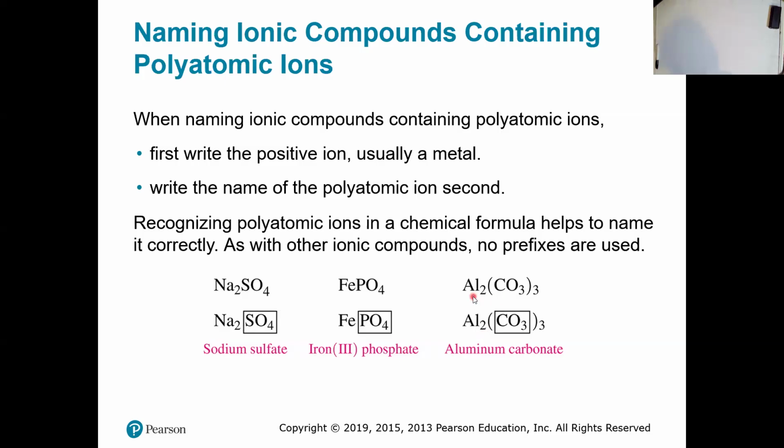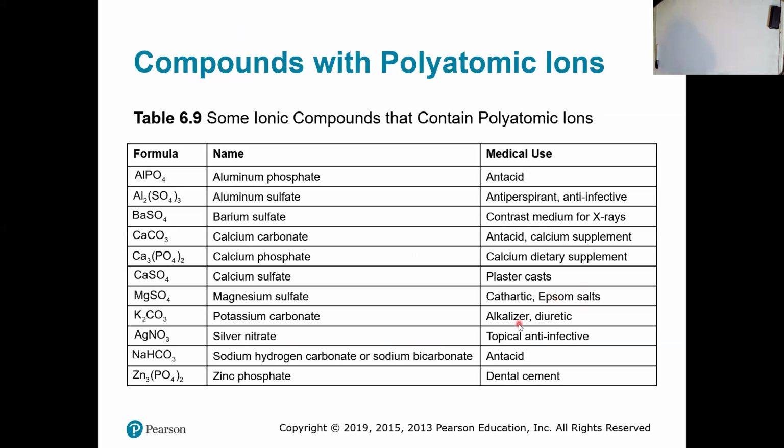For our last example here, we have aluminum atoms and we have the carbonate ions. And so the name of this is going to be aluminum carbonate. These are just some examples of formulas that have polyatomic ions in them and then their corresponding names. These would be good to look at just as getting yourself used to identifying polyatomic ions.